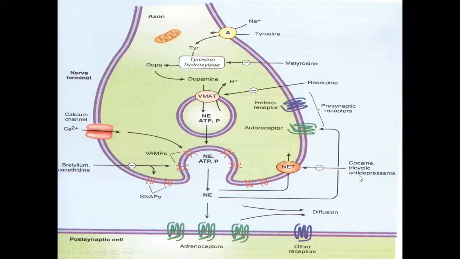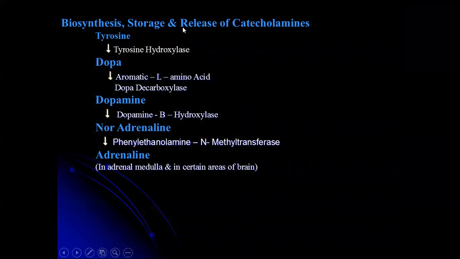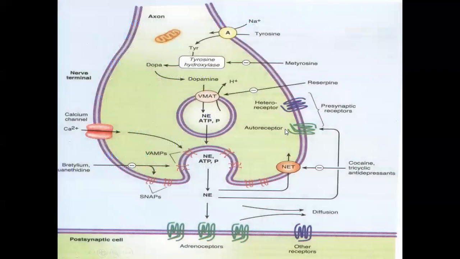Moreover, cocaine and tricyclic antidepressants can inhibit the reuptake into the nerve terminals. So the summary is that noradrenaline is released and acts at adrenoreceptors and also other receptors, and this is the postsynaptic cell where its actions are initiated. Now this is a schematic diagram showing the release of catecholamines and the biosynthesis. Tyrosine is converted to dopamine, noradrenaline, and adrenaline, as shown in the previous diagram.